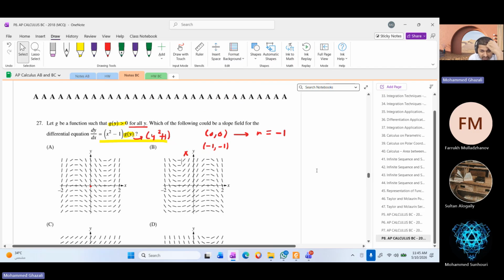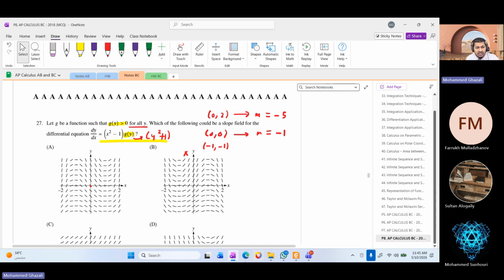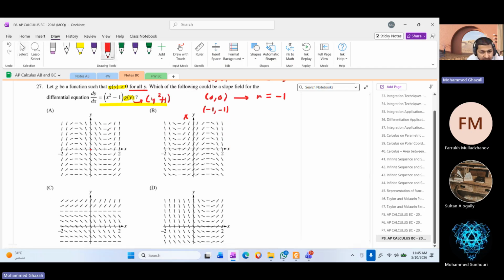What if I choose other values of y? What if I choose 0 and 2? X value 0, y value 2. What's the slope? If I choose x value 0 and y value 2, I'll still get a negative slope, won't I? So I will get -5. So let's see. Is the slope negative at 2? 2 is higher up, right? Somewhere around there. Yeah, the slope is still negative.